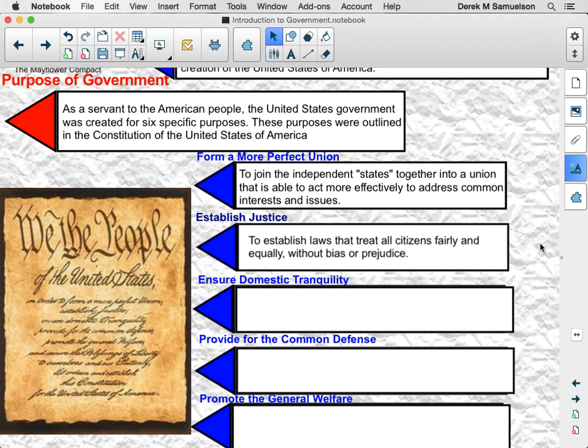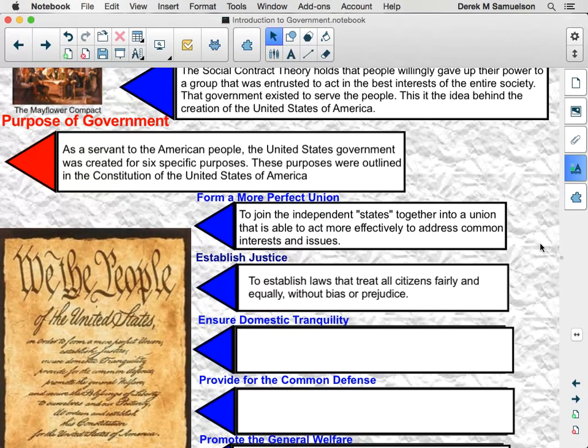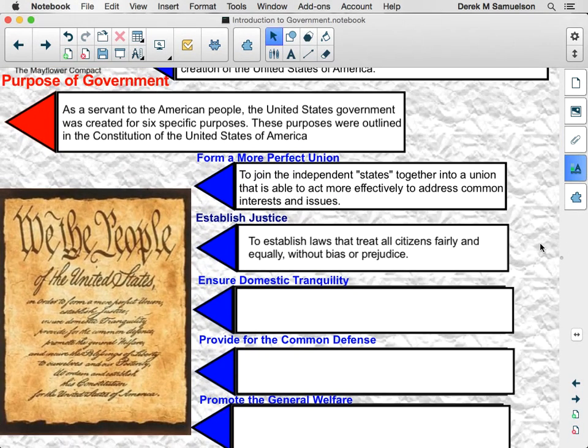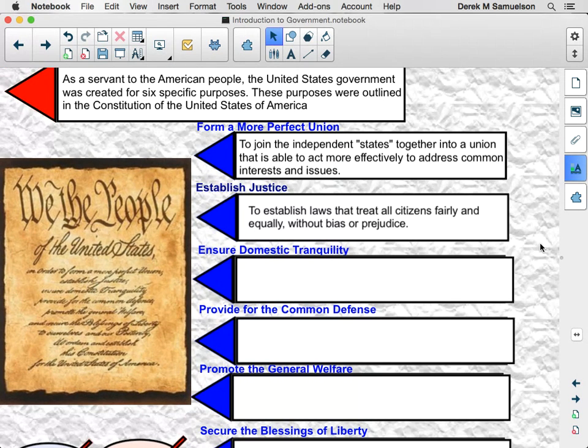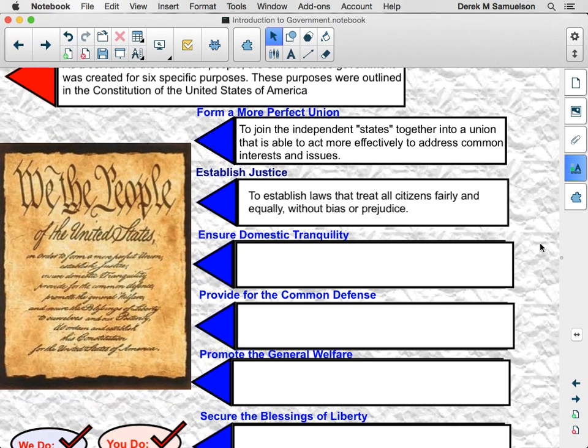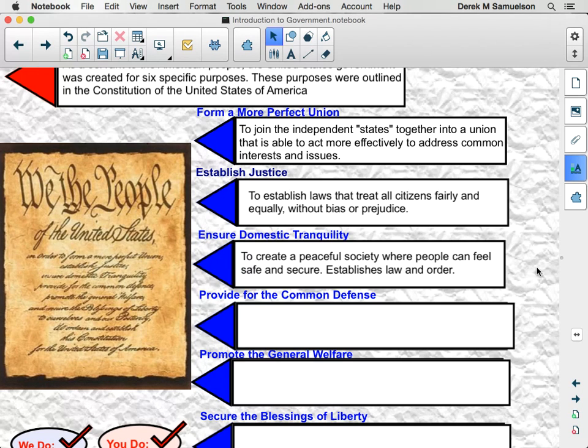Another promise of our federal government is to establish justice. That is, to establish laws that treat all citizens fairly and equally without bias or prejudice. This is a promise of our federal government, something that they try to do. Obviously, throughout a lot of US history, they failed at this pretty miserably. You can think back to the treatment of African Americans and Native Americans in particular. But we have gotten a lot better at establishing a justice system that is fair and equal, although, of course, we still have bias and prejudice, and we're working on that.